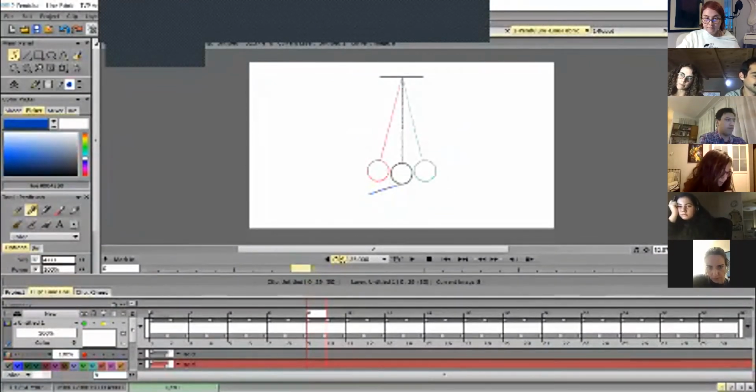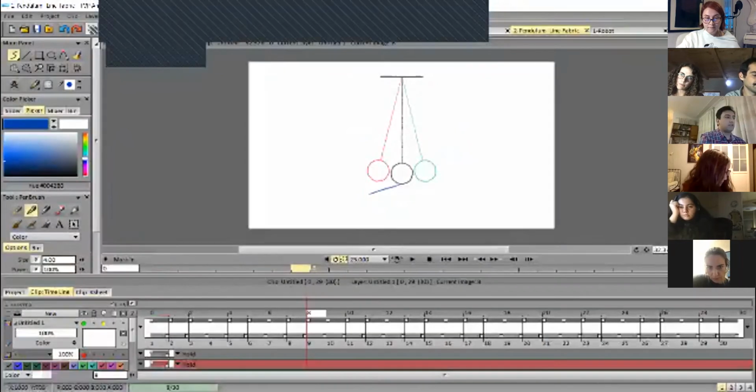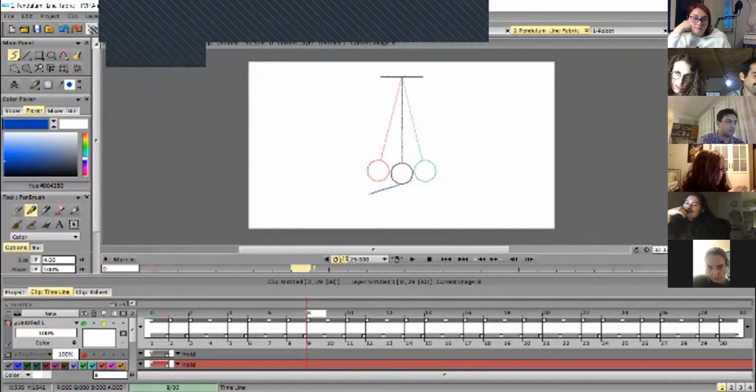I turned on previous frames and next frames. The next frames are green and previous frames are red. You can see my previous and next frames. Evet, burada ben önceki ve sonraki frame'lerimi de gösterdim. Which is previous? Red one? Previous is red one, yeah. Kırmızı olan önceki karem, yeşil olan ise bir sonraki karem olacak.